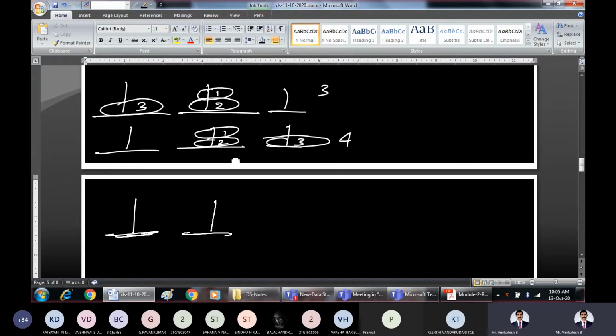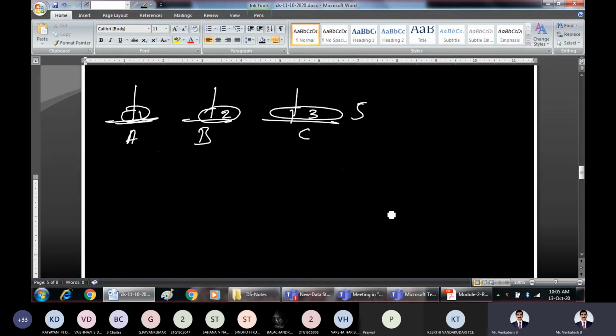Now with this scenario, what possible thing should I do? Can anyone guess what the movement must be? Sir, 1 should move to A. Where? A, sir. 1 should be moved to A, because later I can take 2 and move it here, so it will be easy for us. So I will take 1 and move it here, and let 2 be here itself. How many moves are over? 5 moves are over. Next.